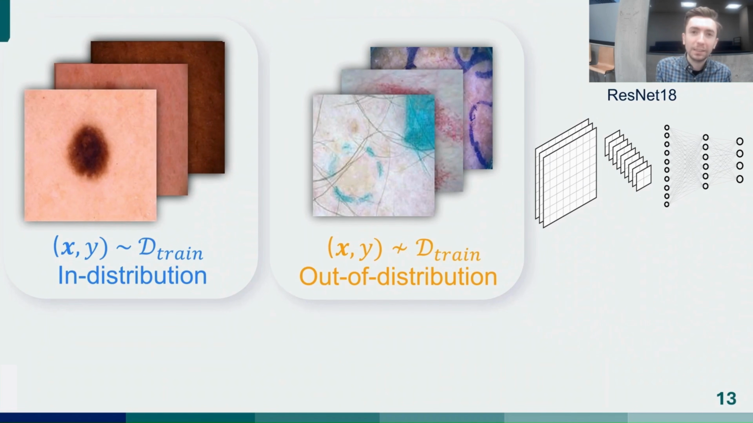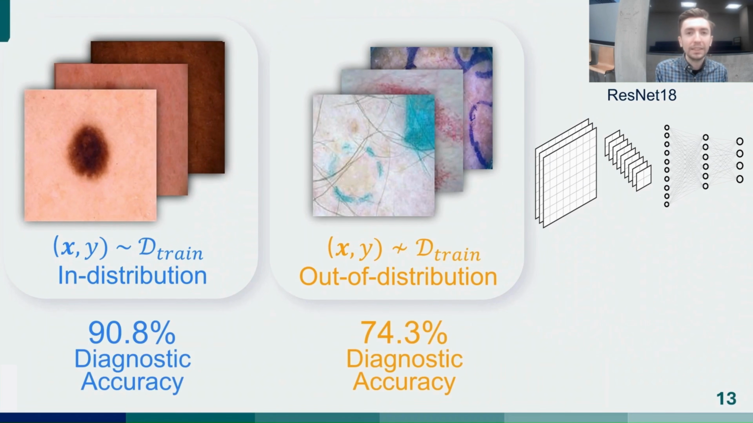When we apply ResNet 18 models on both of these datasets, we see a huge drop in diagnostic accuracy. So on the ID data, we have diagnostic accuracy around 90%, and on OOD data, this drops to 74%. This is a huge drop in the accuracy of the model, and this is a very large hazard because it could impact patient safety if this was deployed in a real clinical setting. So this motivates the design of outer distribution detection methods, which aim to detect OOD inputs to the model and then discard these predictions as unreliable.